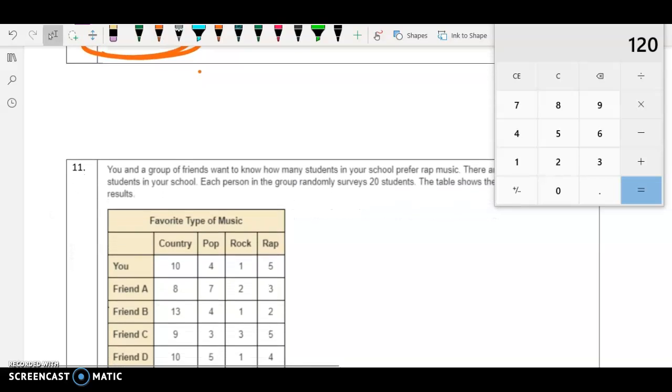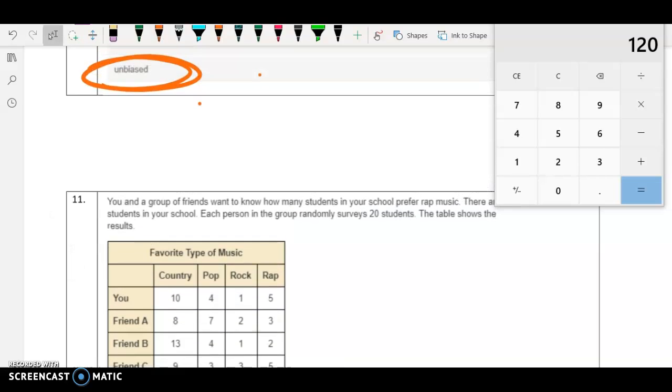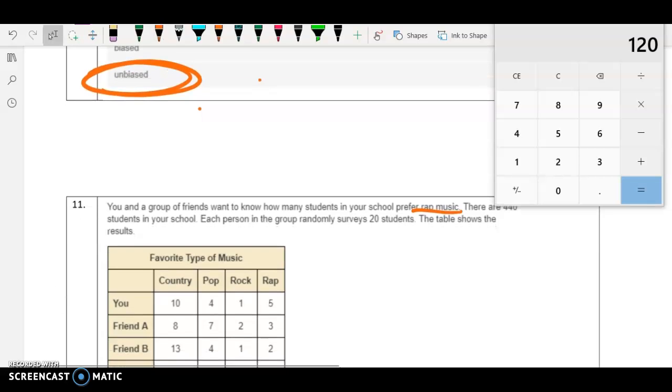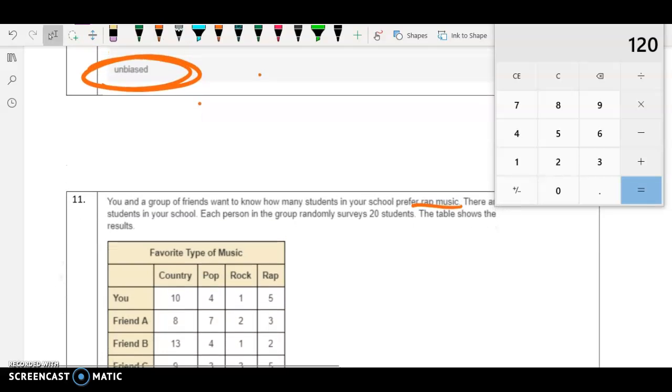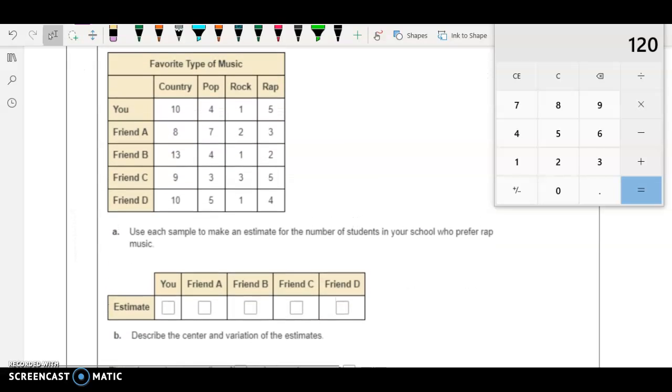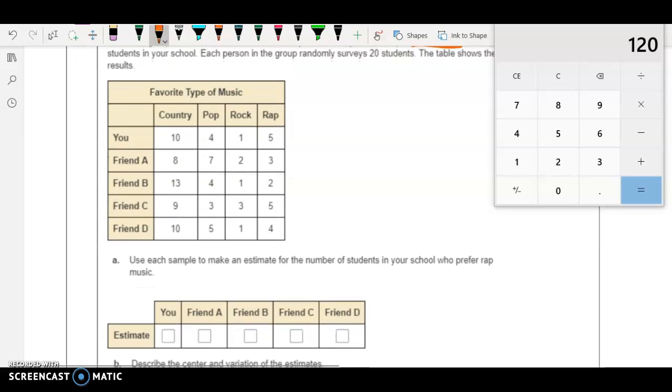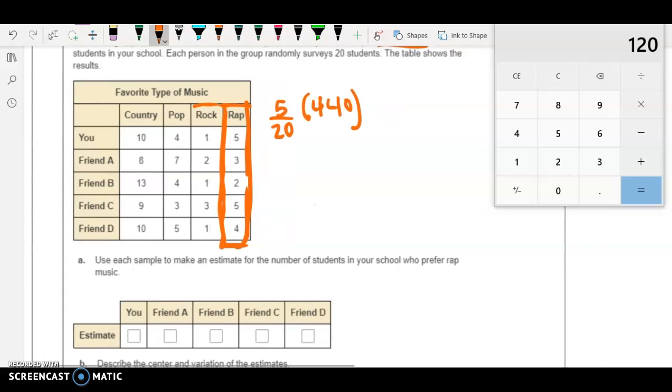All right, so you and your group of friends want to know how many students prefer rap music. So there are 440 students in the school. Each person in the group randomly surveys 20 students, and then here's the table. So you are going to find the estimated number of students in the school who prefer rap music. So we're only looking at this column here. So we had 5 out of 20 students preferred rap, and then we multiply that by 440 students in the school, just like we did in our notes.